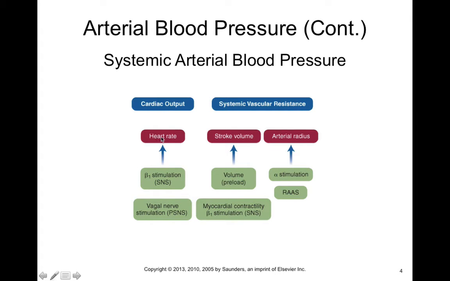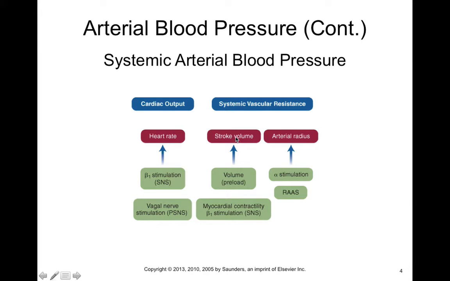We can also decrease heart rate through vagal nerve stimulation. So the vagus nerve is what brings in parasympathetic nervous system input to the heart, and this is going to help slow the heart rate down. So you can either speed up the heart by activating beta-1 receptors associated with your sympathetic nervous system, or slow down the heart by activating vagus nerves, which will have a sort of inhibitory effect on heart rate.